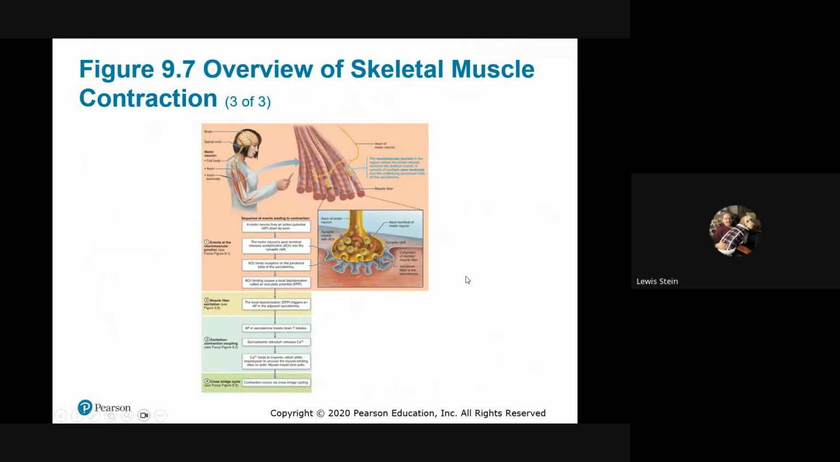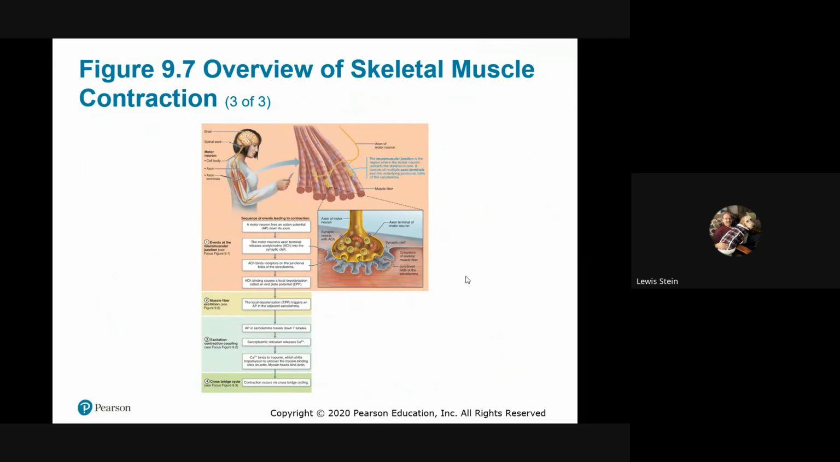And so that's why, and again, this is not a great slide, that's why I put it up on the board. I can barely read it. I'm not that good. So here it says the motor neuron fires. The motor neuron axon terminal releases acetylcholine. Sounds like what I wrote.